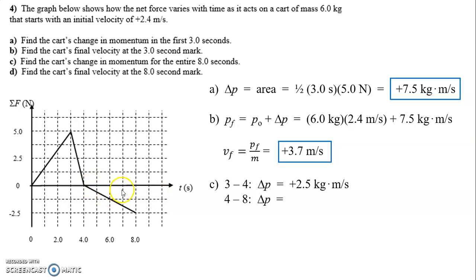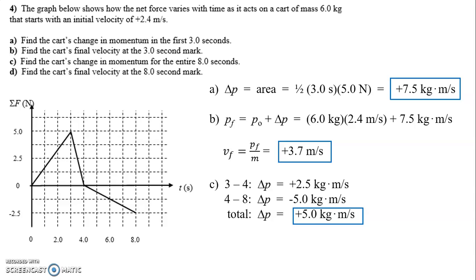Now here we, of course, are looking at a triangle, but the forces are negative, and that matters, right? You might recall, it's been a while, but area above the horizontal axis is positive, area below the horizontal axis is negative. So we're looking at this triangle here, where the base is 4 seconds, from 4 to 8 seconds, and the height is negative 2.5 newtons, giving an area, or a change of momentum, of negative 5.0 kilogram meters per second. And then for the total, we're just going to put it all together. In the first 3 seconds, the object gained 7.5, then it gained another 2.5, then it lost 5, and so the net result here is a gain of 5.0 kilogram meters per second.